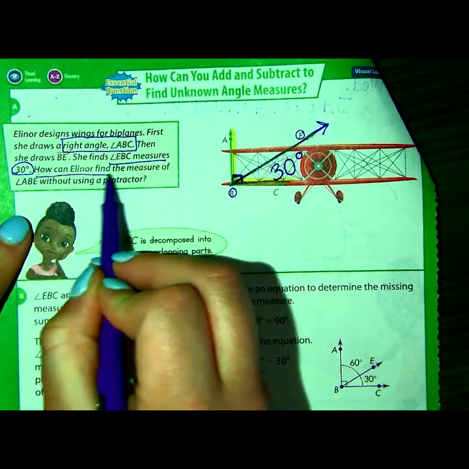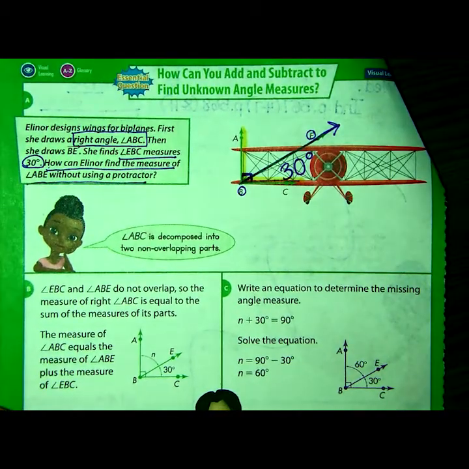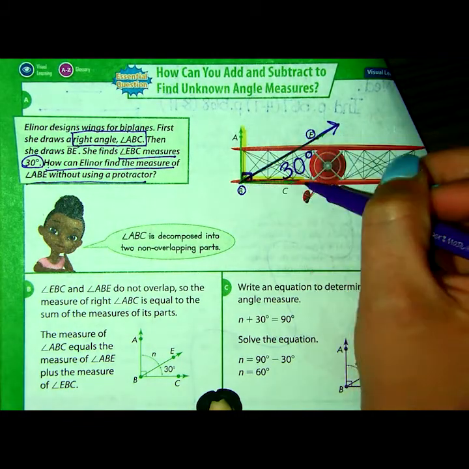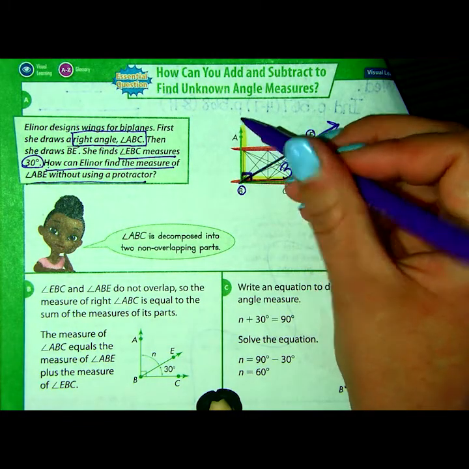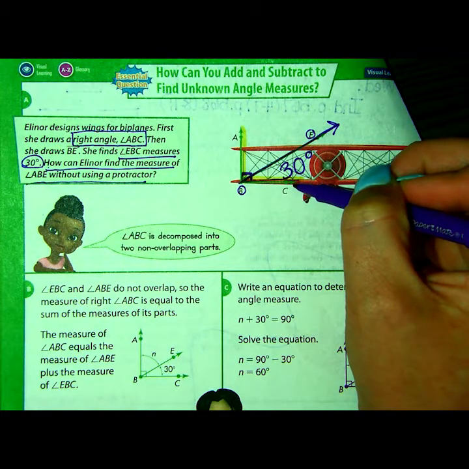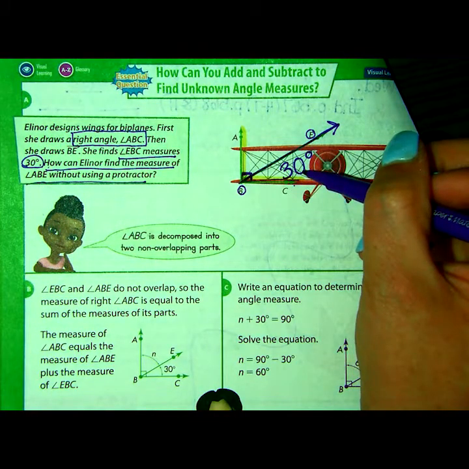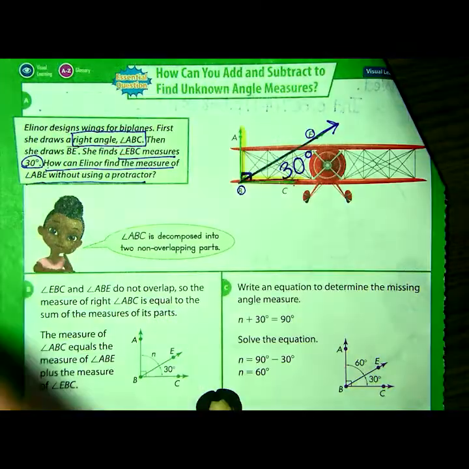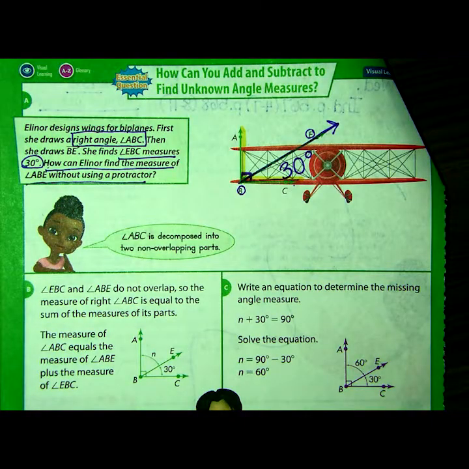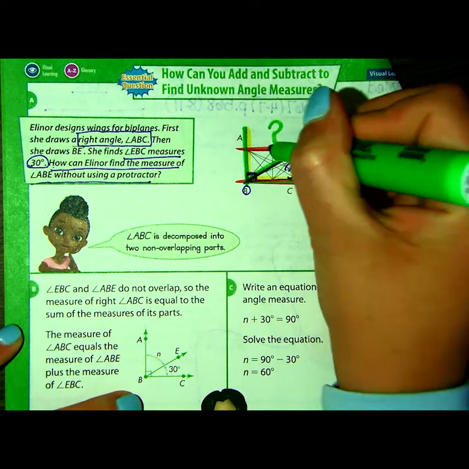How can Eleanor find the measure of angle ABE without using a protractor? Well, something that I know is that the right angle measures 90 degrees. So this total angle right here, or the total measurement from here to here to here is 90. And she's already told us that this portion measures 30 degrees. So I need to find this measurement. Let's see if I can find a green highlighter real quick. From A to B to E. That's like the unknown angle measure.